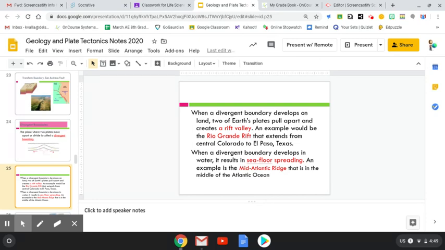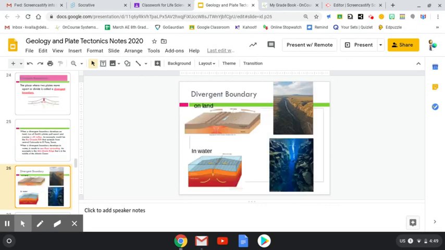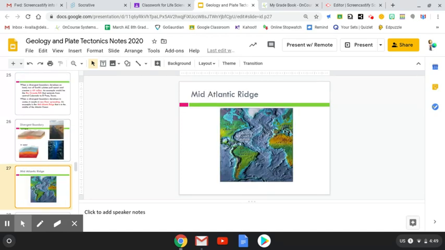You also have things on Earth called rift valleys, and the Rio Grande Rift is an example of a divergent boundary, which I have a picture of right here. You can see that opening that's actually occurring. On land, it looks like this. On water, it looks like this. Trenches, a lot of times, students think of them as divergent boundaries.